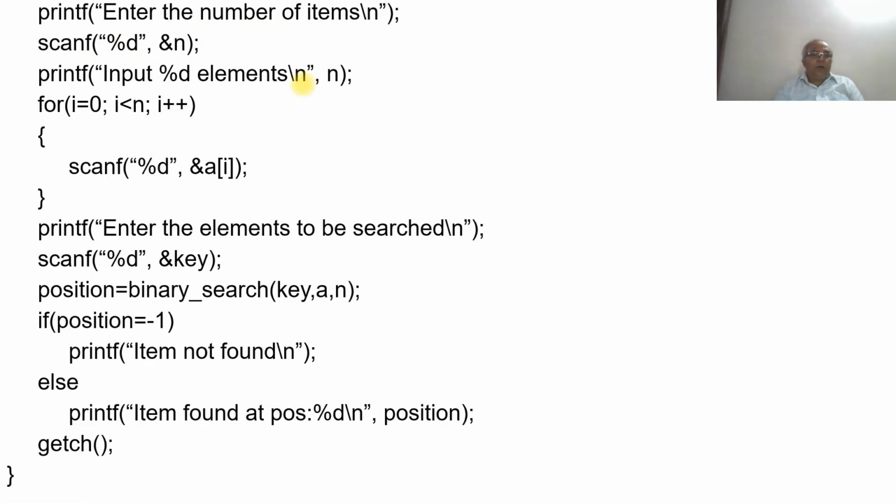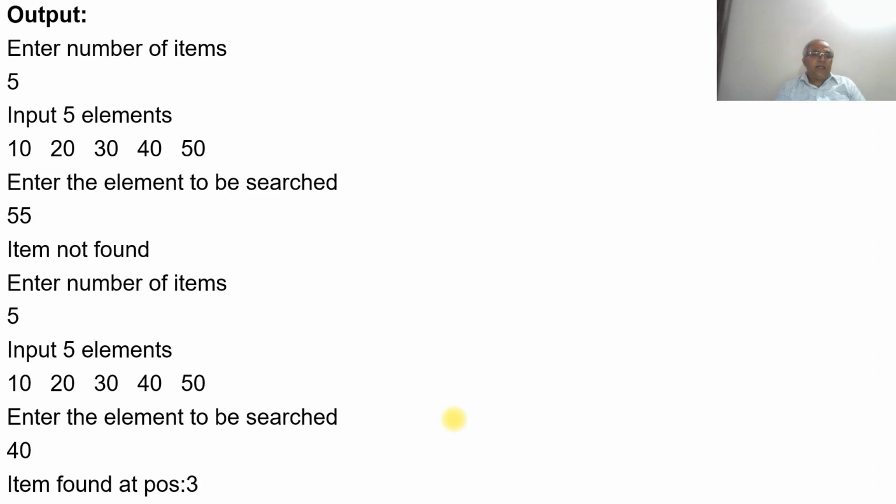Then what happens? Once it goes to the check on position, it is false now, since position is not equal to minus 1. So the searching item, or the key item you want to search, has been found at mid. Therefore item found at position, what is that? Position is 2, position plus 1, so the position will be 3. Here in this case the item is found at position 3, with 0, 1, 2, 3. So this is how you will be able to execute the program.